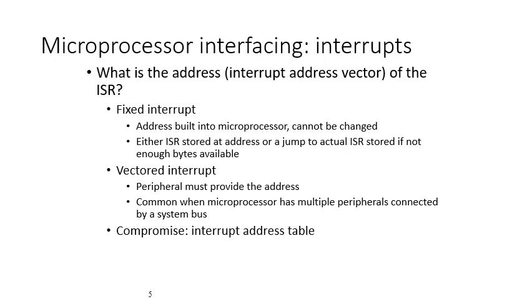And then there is a compromise, known as the interrupt address table. We have a table in which we store the addresses of the interrupt service routines. So that is the compromise. These are the three types of interrupts. Let's move on to the next slide.